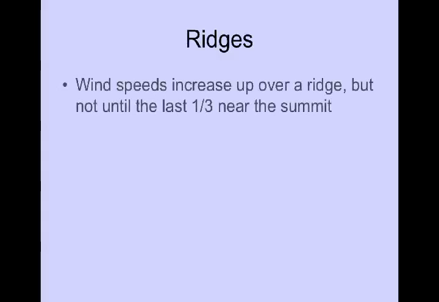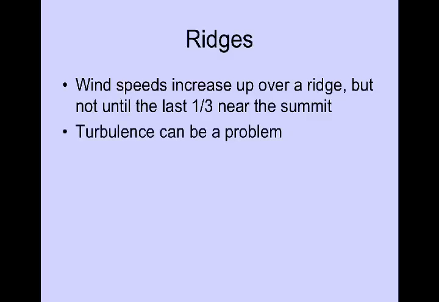So a little bit more about ridges, about these hills and valleys. The wind speeds are going to increase up and over a ridge, but not until they get near the last 1/3 of the summit. So because of that, we want to make sure where we put the turbines because turbulence can be a real problem. We don't want to put the turbines near the foot of a ridge, and we don't want to put it on the leeward side. It's got to be on the windward side.